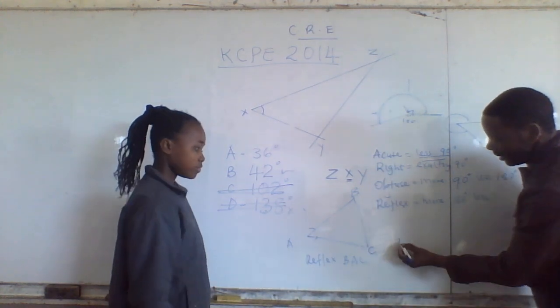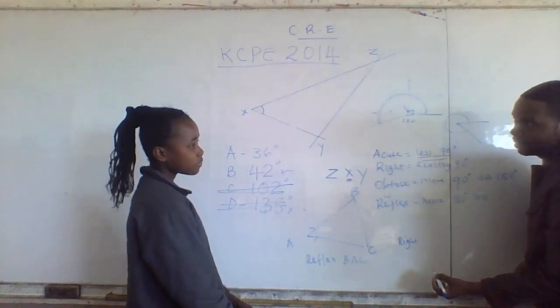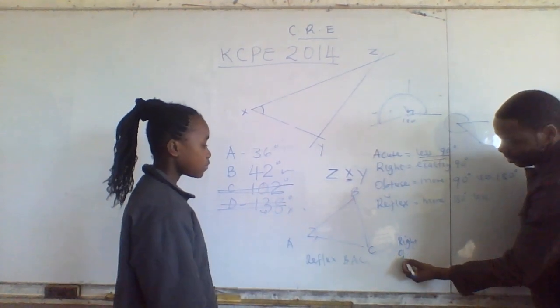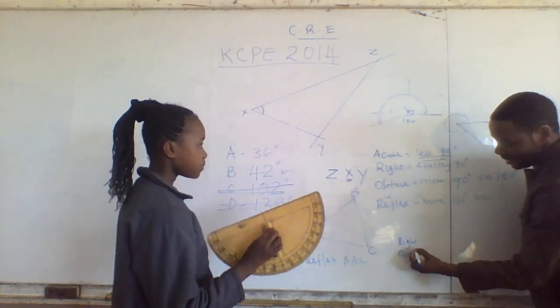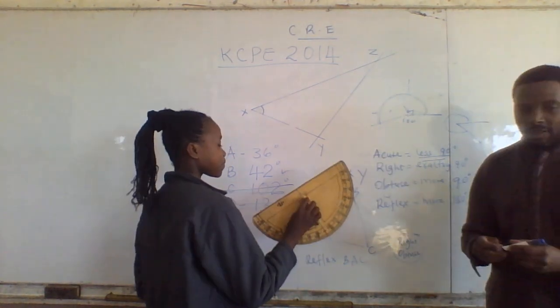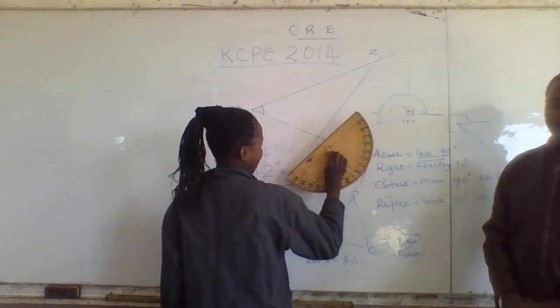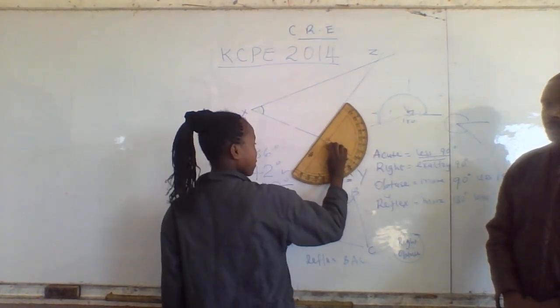Some of you are saying it's a right angle. It can be what? Obtuse. It lies between right and obtuse. And slightly, let's measure to see what it is. You're going to place your protractor here. Exactly.